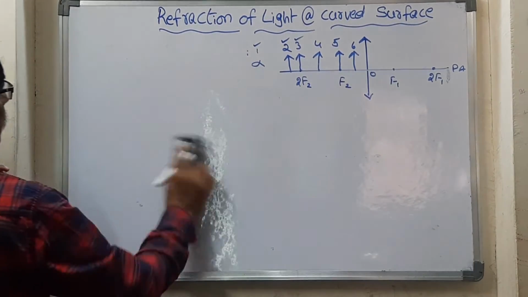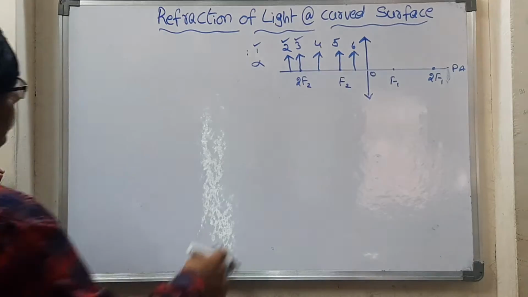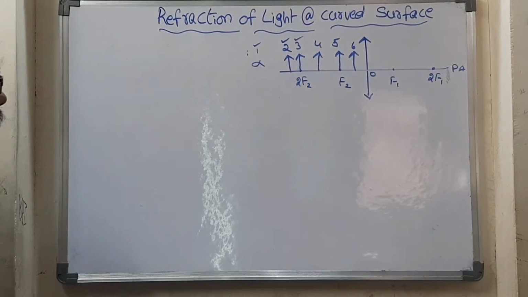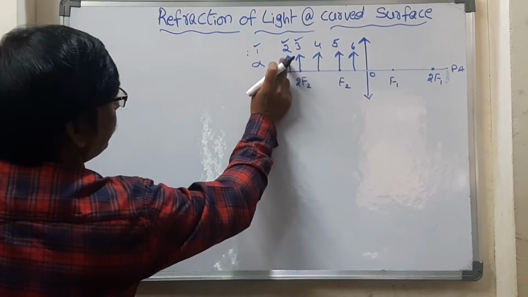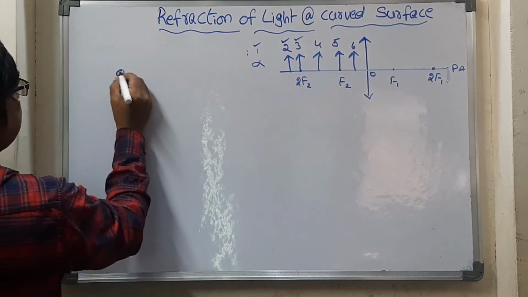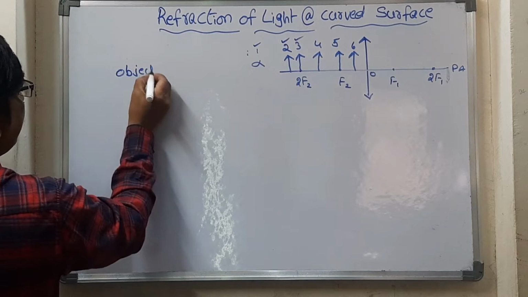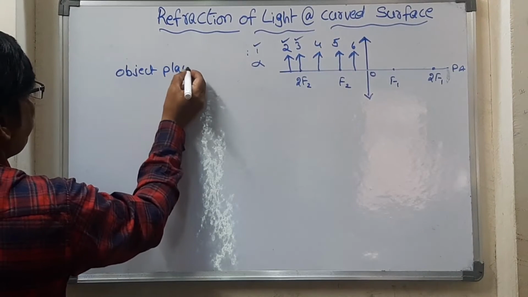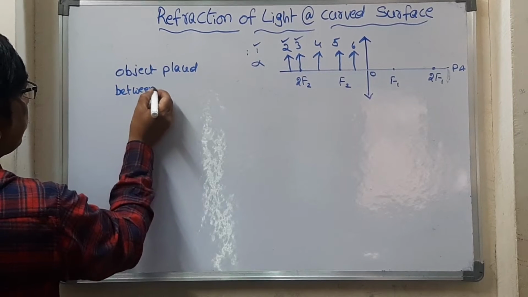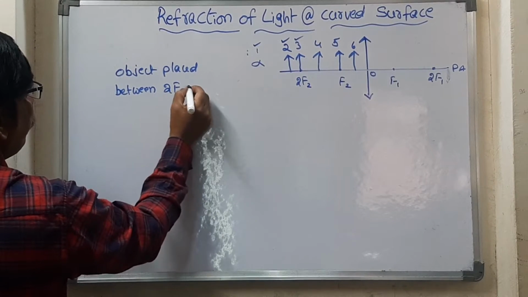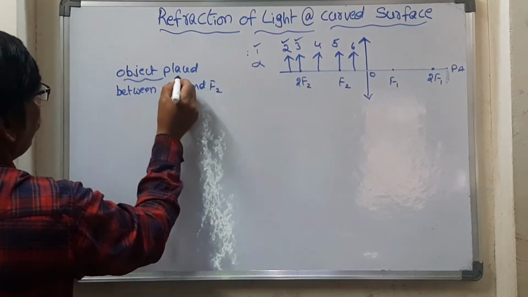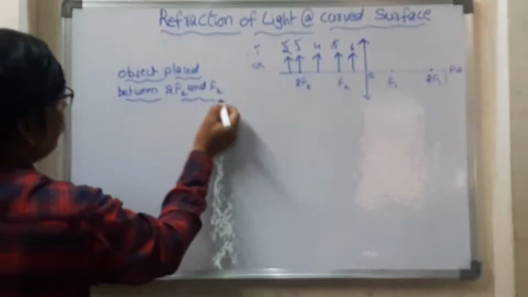So this time we have completed 2f2. Now let us place the object between 2f2 and f2. Between this part, we complete this part, and now this part let us take. Where is the object placed? Object placed between 2f2 and f2.